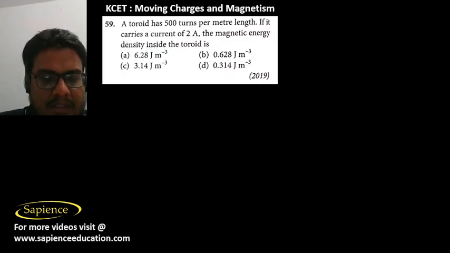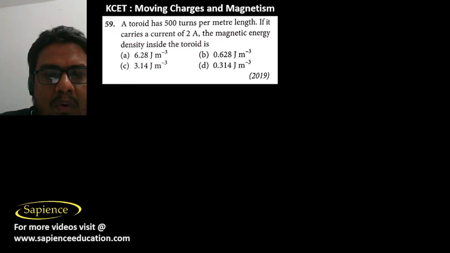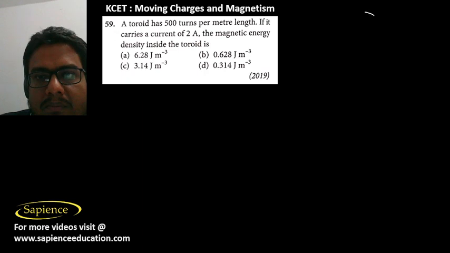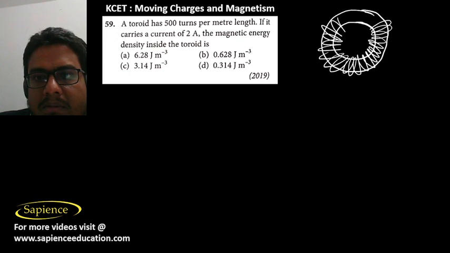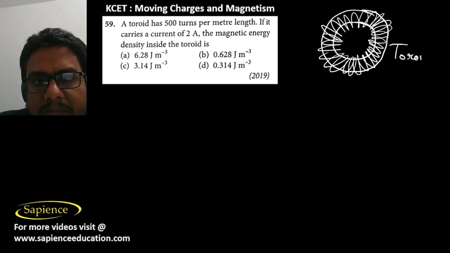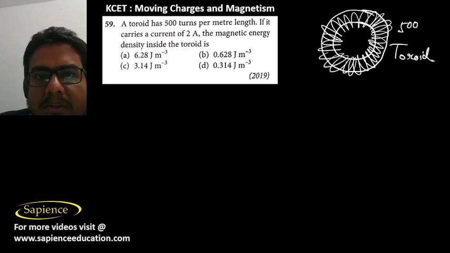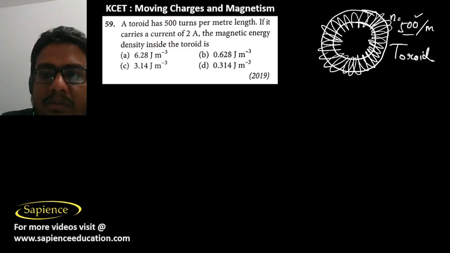Then in question number 59, it is told a toroid. A toroid is somewhat like this. It is a circular shaped solenoid, it is called a toroid, and it is having 500 turns per meter length. So small n is 500 turns per meter, the number of turns per unit length in the toroid.